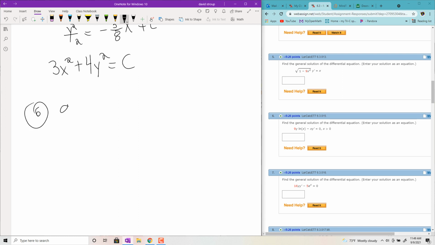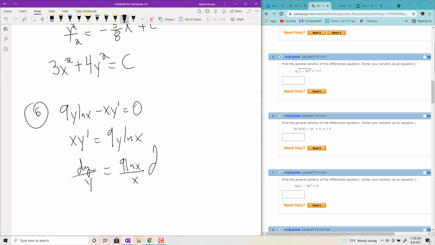Okay, so number 6, we have 9y ln x minus xy prime equals 0. Okay, so we want to separate. So get xy prime equals 9y ln x. Get the x stuff on one side, the y stuff on the other. So I got dy all over y equals 9 ln x over x dx. And then integrate on the right. I need a u sub for ln x. du is just 1 over x dx. Or if you rather, dx is x du. Okay.